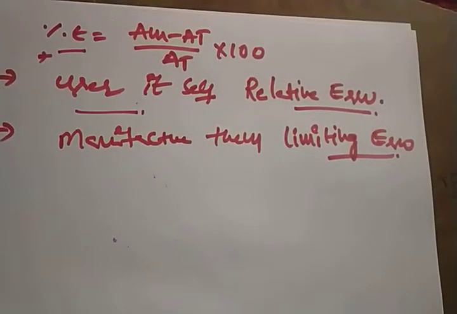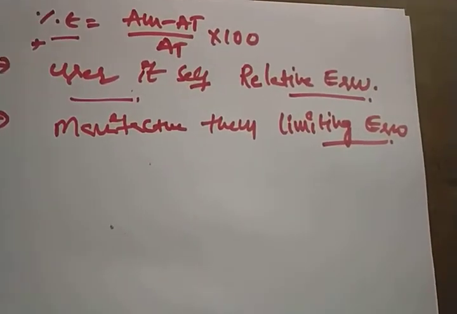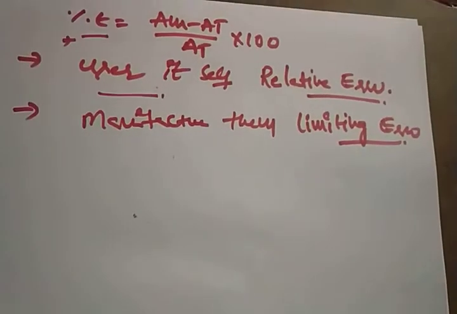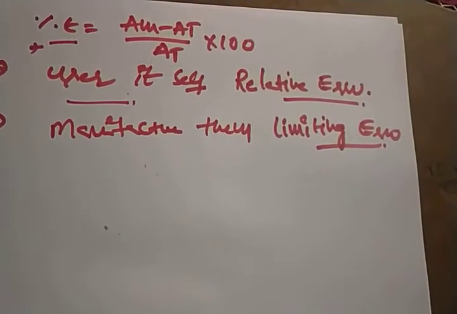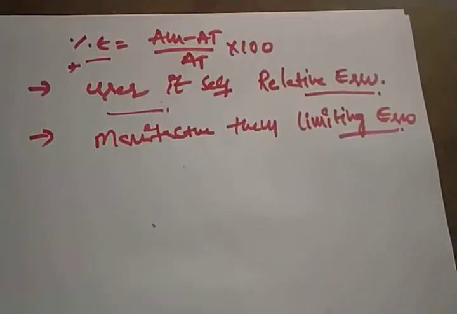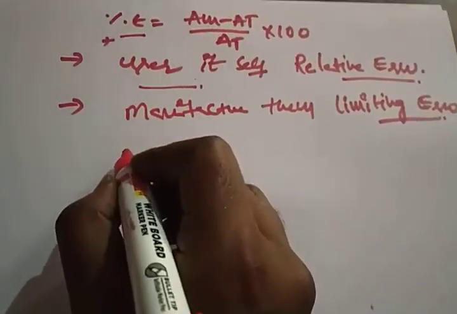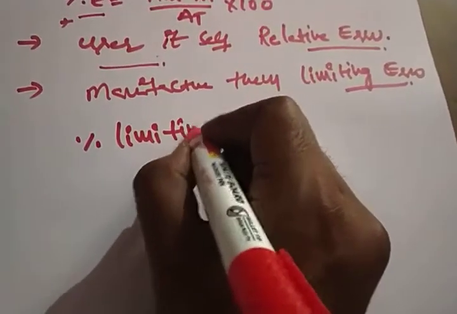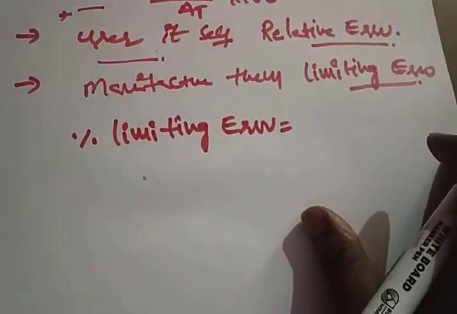You can see each and every instrument on the nameplate itself will have some error, right? So that is called a limiting error. Manufacturer specifies, then it is called limiting error. If users specify, then it is called a relative error. So we want to deal only with limiting errors, right? So what is a percentage limiting error? What is percentage limiting error? Very, very important error.